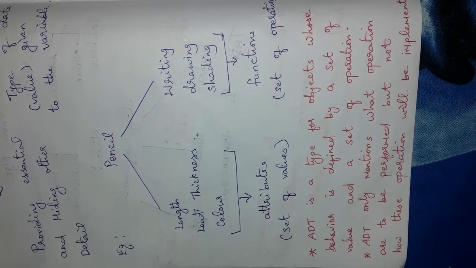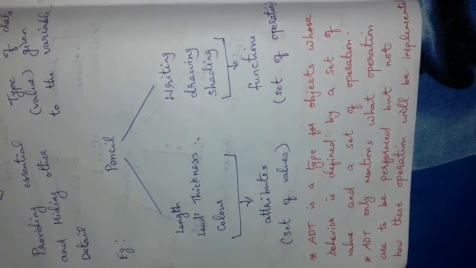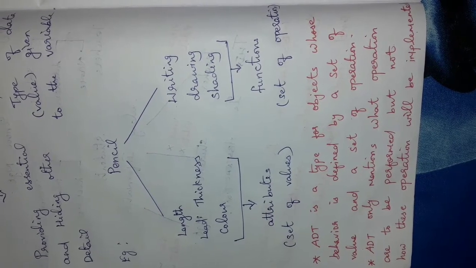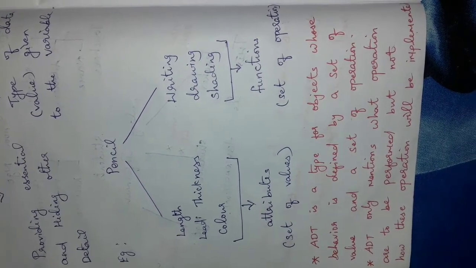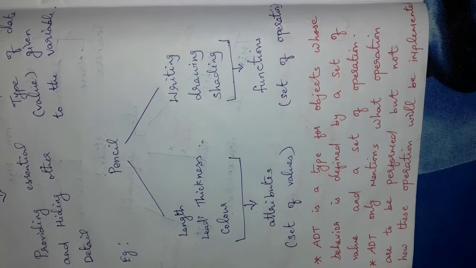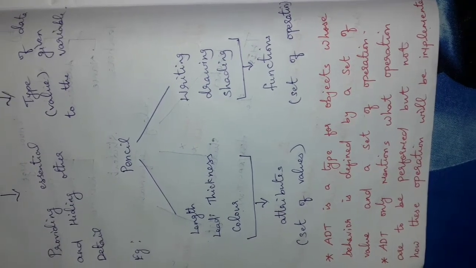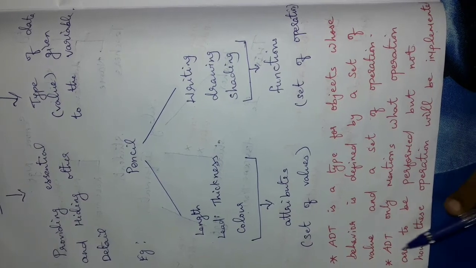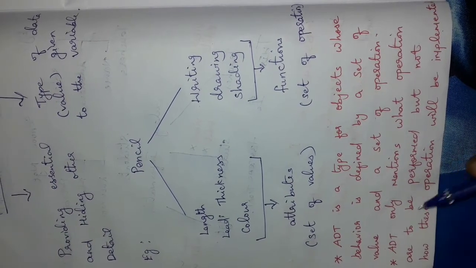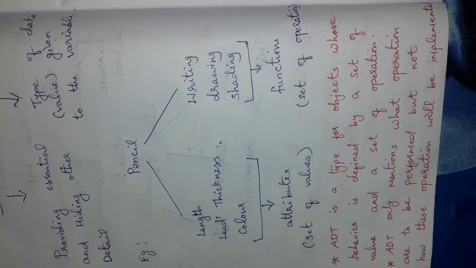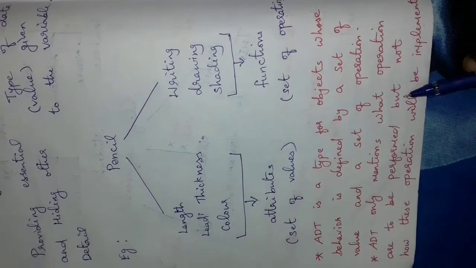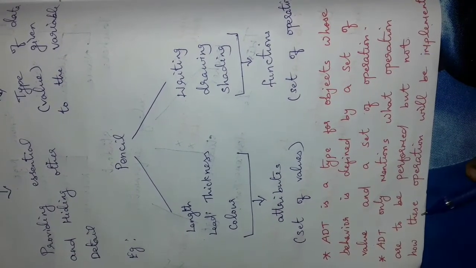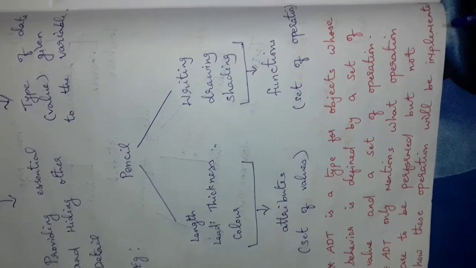One more thing is, this abstract data type will mention only what operations are to be performed, but it will not show how these operations are implemented. Abstract data type only mentions what operations are to be performed, but not how these operations will be implemented.